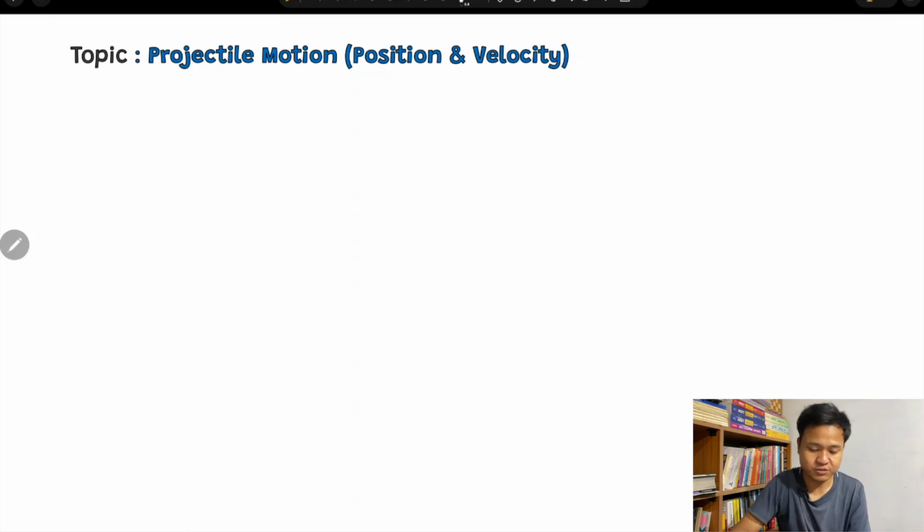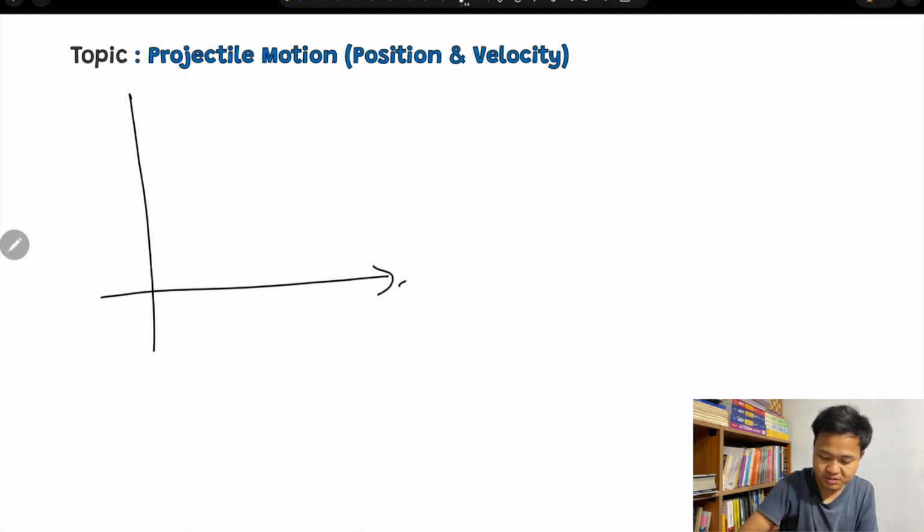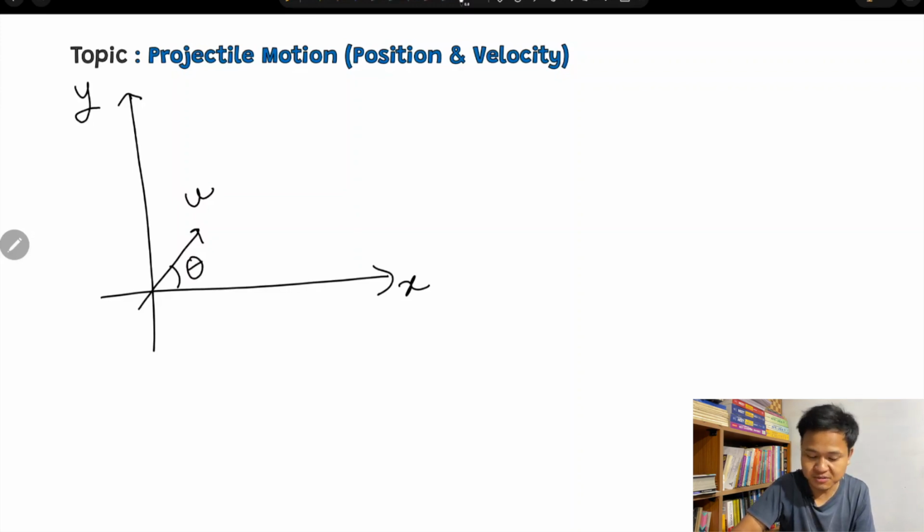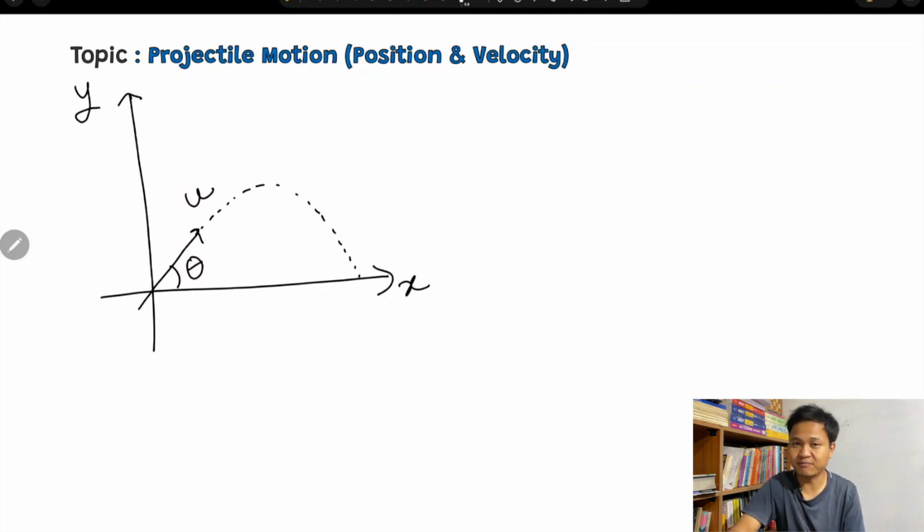Okay, so now let's do some 2D on a projectile. Suppose a particle is projected with some initial speed u at an angle theta with the horizontal. The path it will go like this and then come back down, right? In projectile motion, the path is a curved path, it is a parabola, okay?